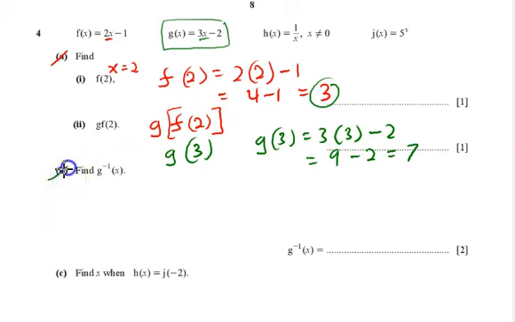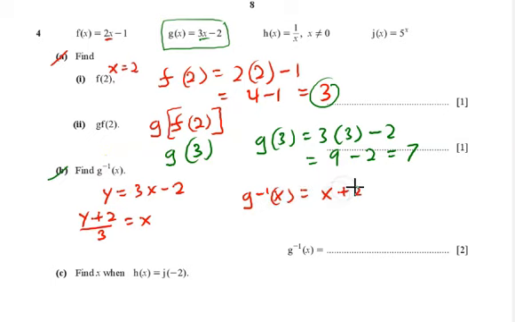Okay, now look at the B question. So here we have inverse of G. So y equals to 3x minus 2. So make the x the subject. So now we have the inverse of G, which is x plus 2 over 3. So this is your answer here.